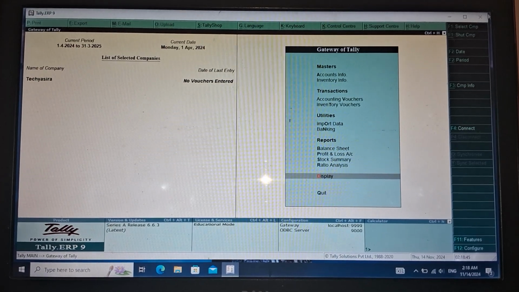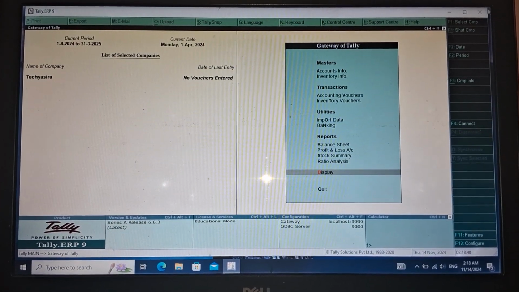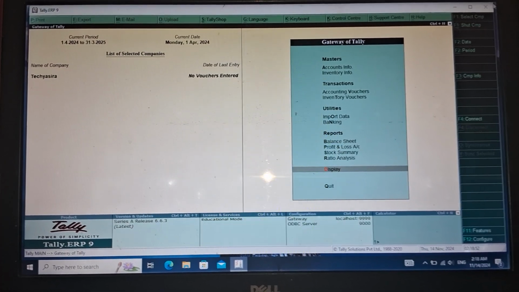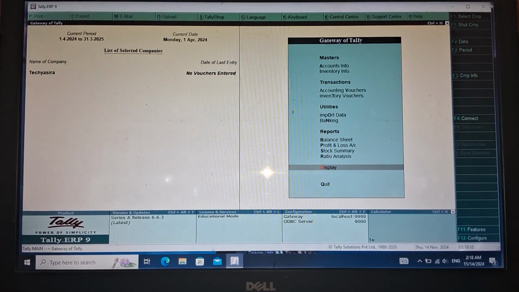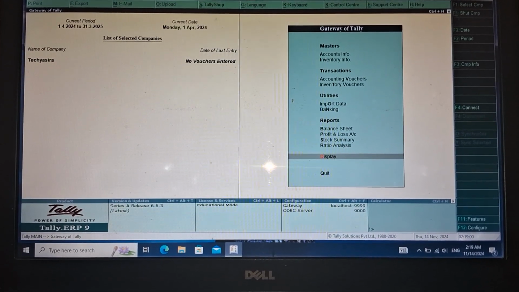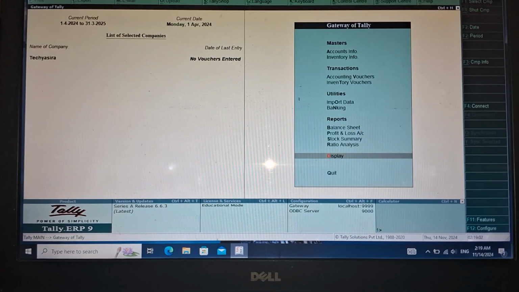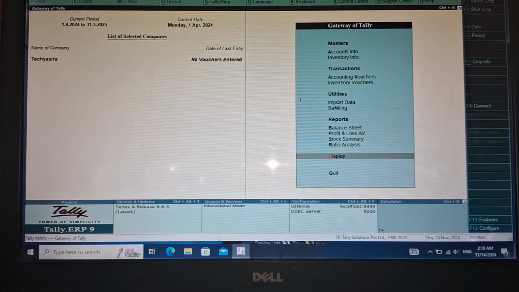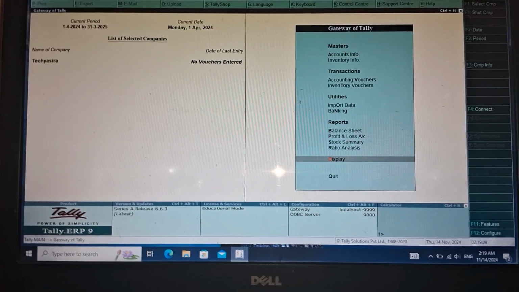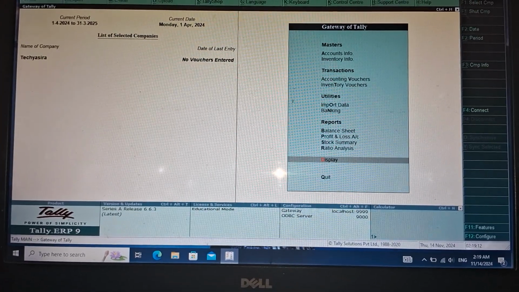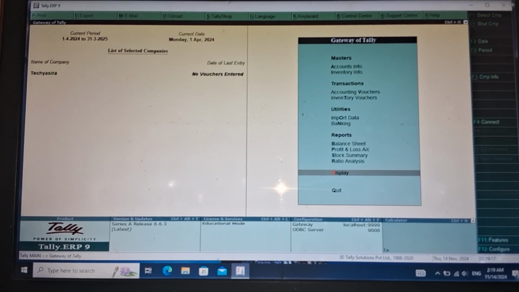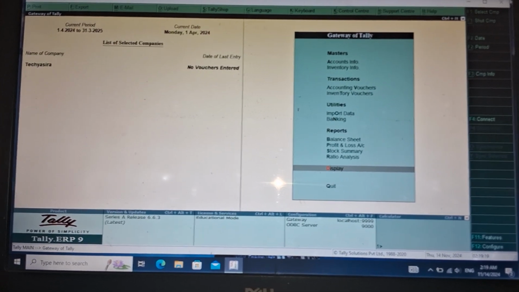In the previous video, I told you about and taught you the Gateway of Tally. For example, the options given here: Masters, Accounts Info, Inventory Info, Transactions, Accounting Vouchers, Inventory Vouchers, Utilities, Import Data, Banking, and Reports, Balance Sheet, Profit and Loss Account, Stock Summary, Ratio Analysis, and we have studied up till here. So in today's video I will tell you about the Display option. Let's enter the Display option.